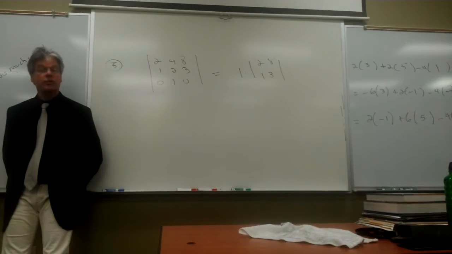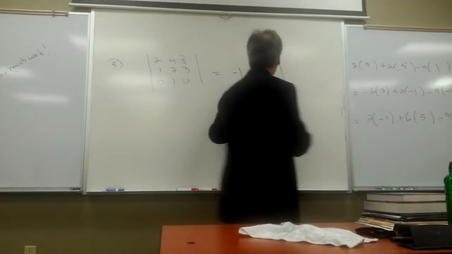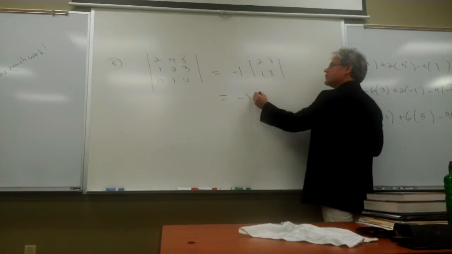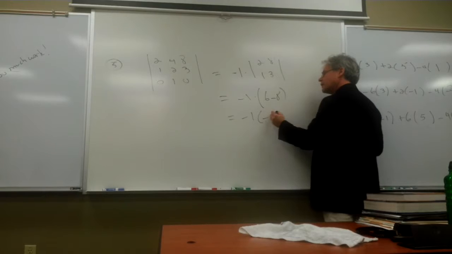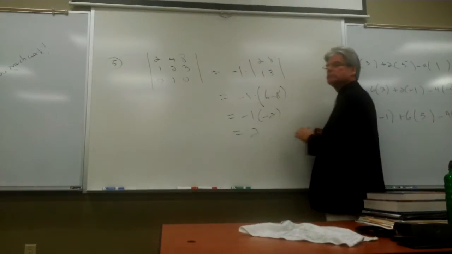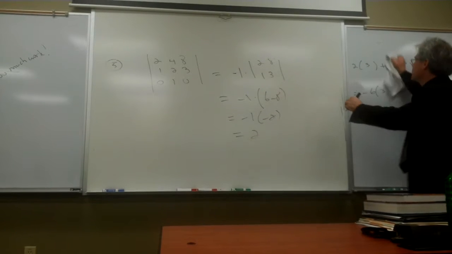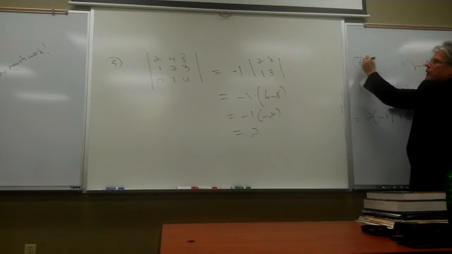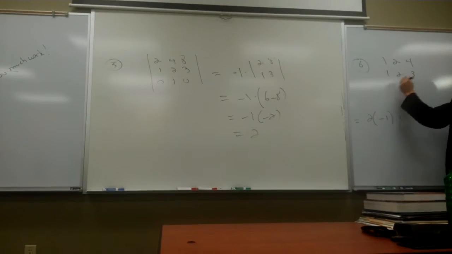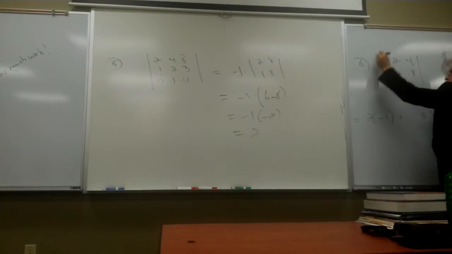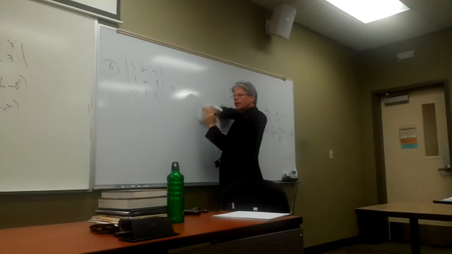Treat that as a coefficient outside of the mess you already have here. In the end, you're just going to get -1 times, is that a 6 minus 8? Or shall I say, -2? Or how about this: 1, 2, 4; 1, 2, 3; 0, 1, 0. You guys okay with this? I'm going to be quiet.